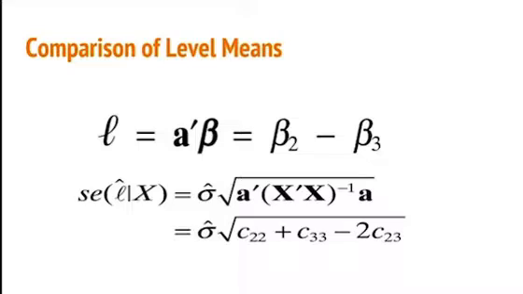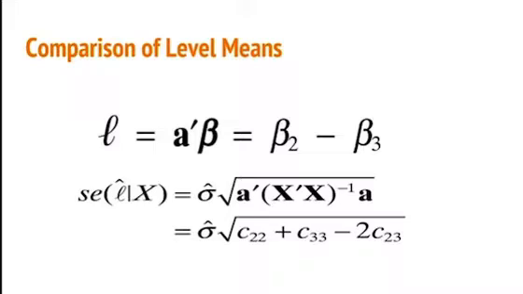Now, the variance of beta 2: if you look at the variance covariance matrix, it is X prime X inverse, and of course it is C11, C22, C33, C12, C13, C21, C23, C31, C32, where these guys on the diagonal are the variances.